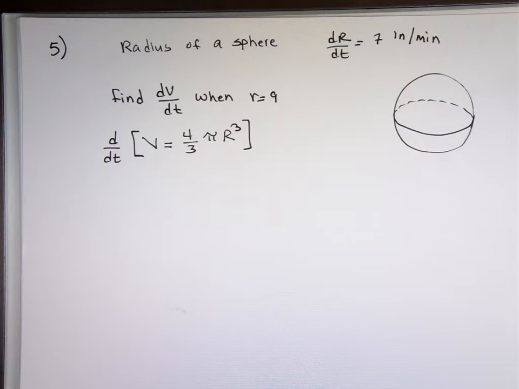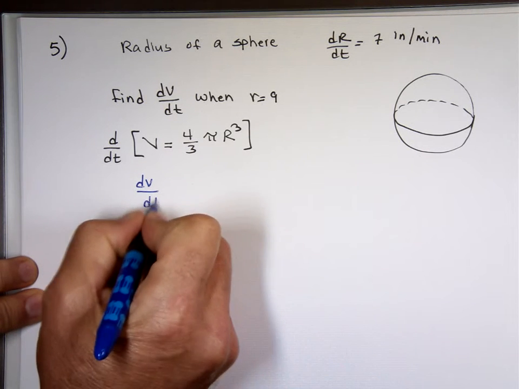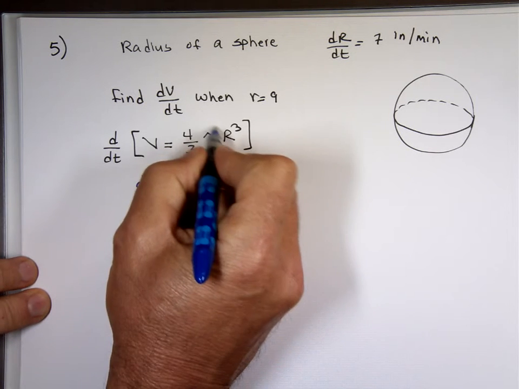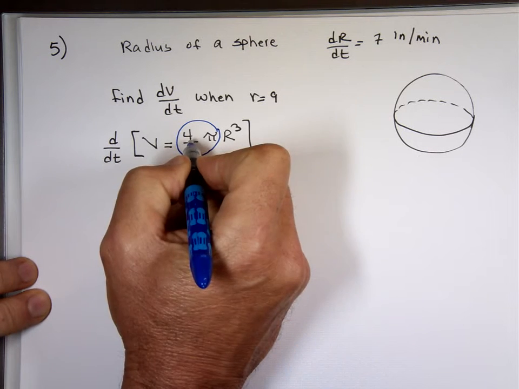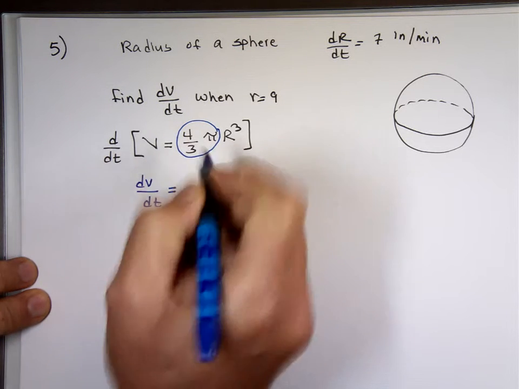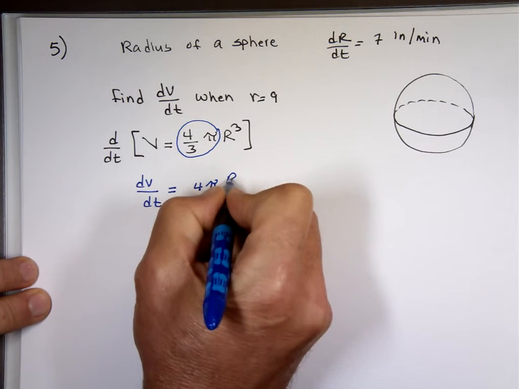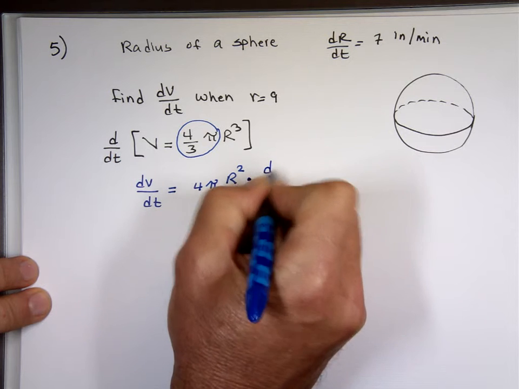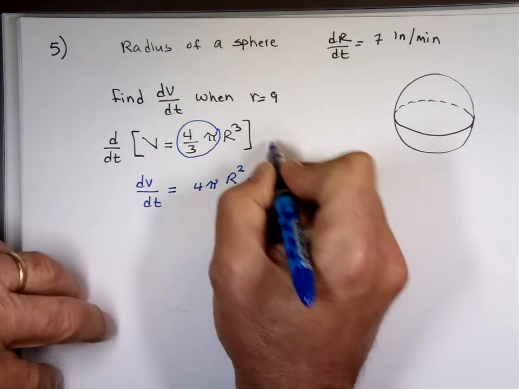So the derivative of V is going to become dV/dt. All of this is a constant, multiplied by 3. The 3 will cancel the 3. That will be 4 pi times r squared times the derivative of r, which is dr/dt. Again, I probably did it too quick there.